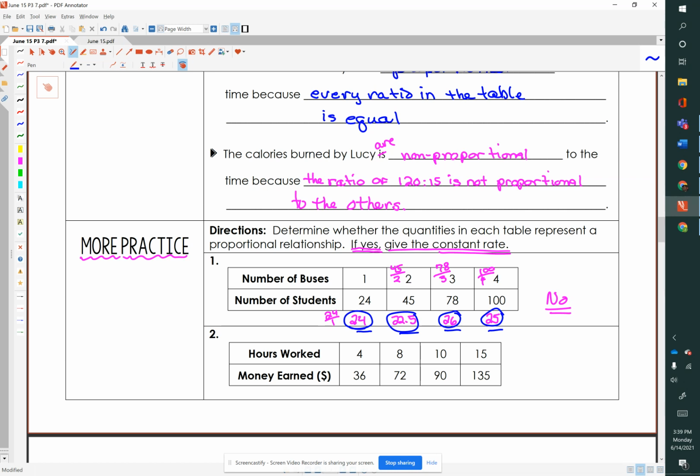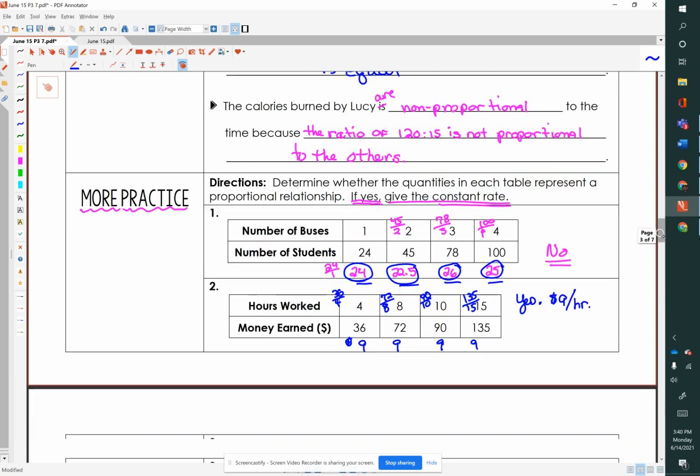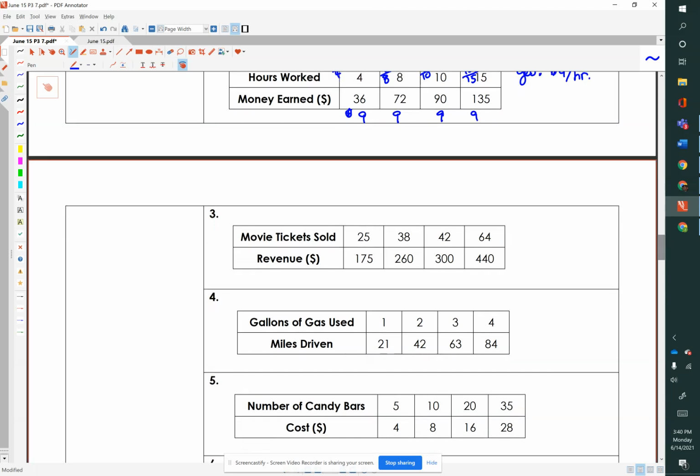But let's look at money earned for hours worked. 36 divided by 4 gives us $9 per hour. 72 divided by 8 gives us $9 per hour. 90 divided by 10 is $9 per hour, and 135 divided by 15 is also $9 per hour. So yes, this is a proportional relationship, and the rate is $9 per hour. I don't know if they're babysitting or working at McDonald's or Home Depot, but that's the amount of money they make.